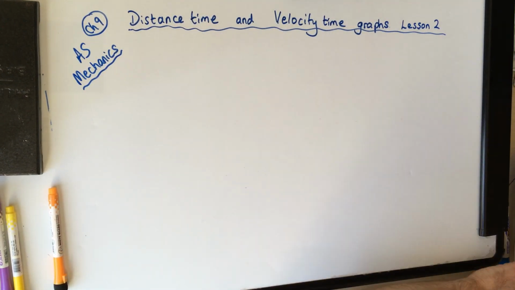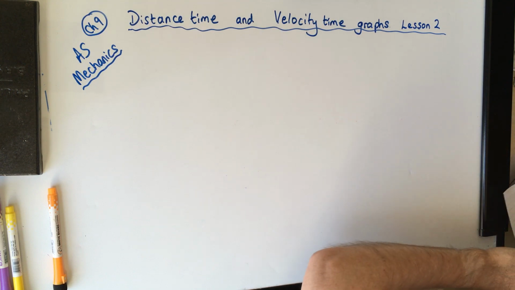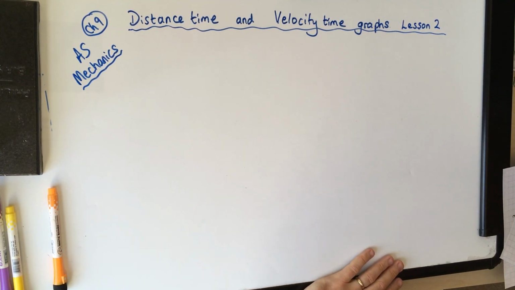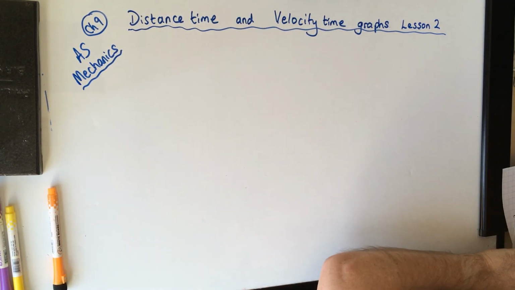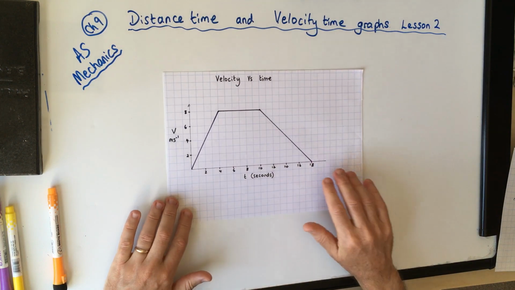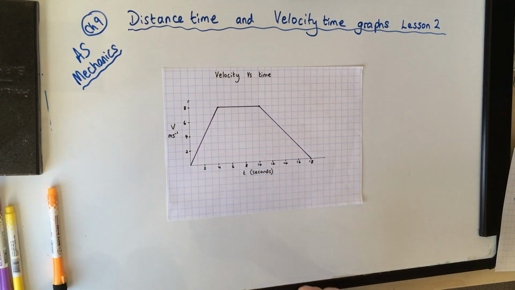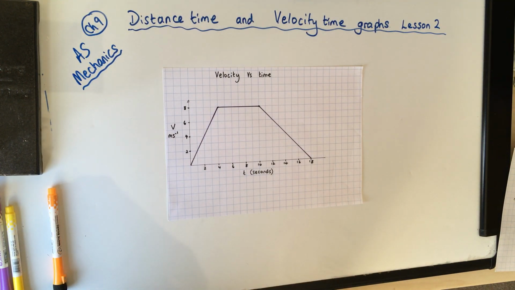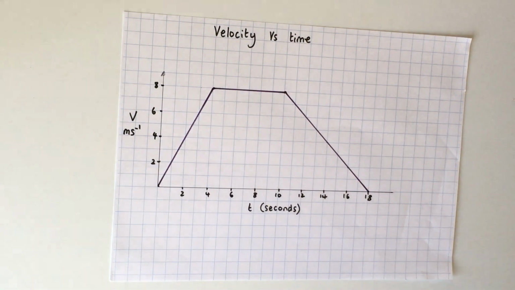And I'll show you one of those features, if I can find it. I did have it a second ago, but no, I've now lost it. There it is. Okay, so this is a typical velocity time graph. I'll just again zoom in on that. There we go.